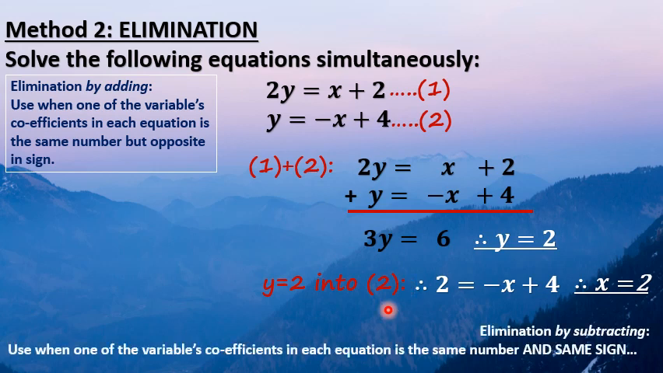Another method for elimination can be done by subtracting one equation from another. Do that when one of the variables' coefficients in each equation is the same number and the same sign. So for example, what if it was 2y equals x plus 2 and y equals x plus 4? Same variable, same sign of the coefficient, and same number for the coefficients. Then you can use elimination again.